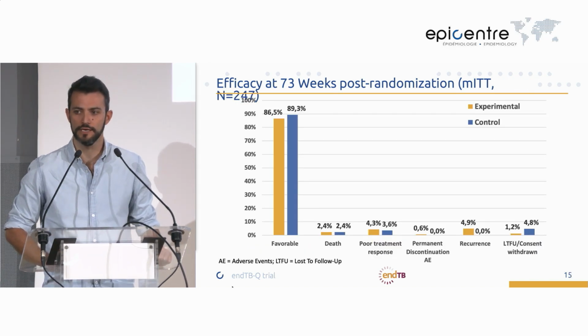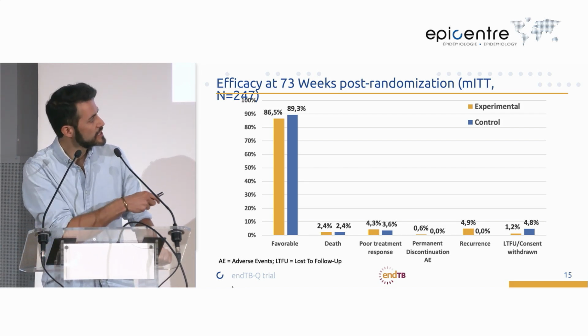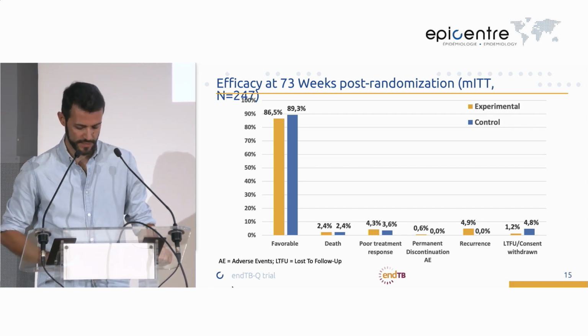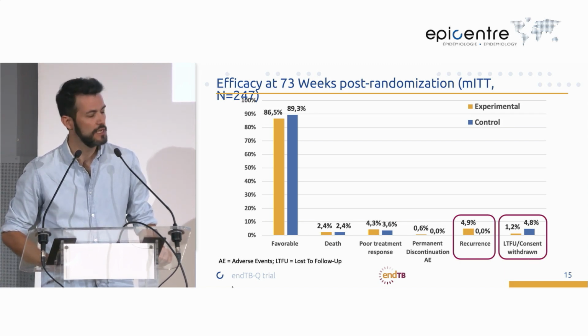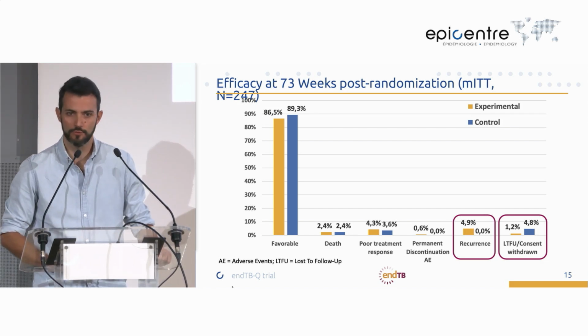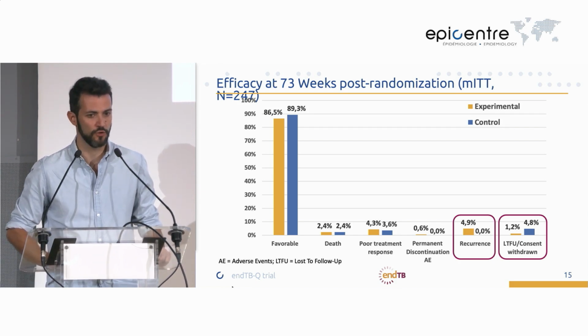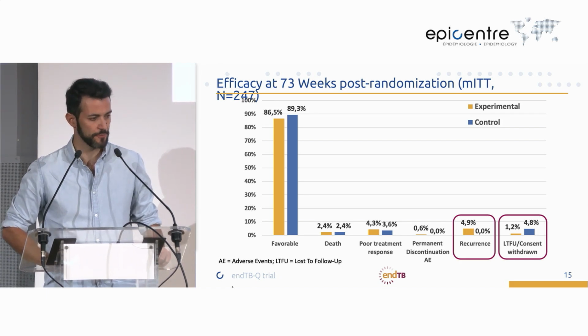And so looking at the unfavorable outcomes to try to understand the reason for this difference, you can see here there is actually no difference in mortality rates, in poor treatment response, and also in permanent discontinuation due to adverse events. So the main difference comes from these two outcomes here. So first of all, recurrence rates. We had 5% recurrence in the experimental arm, while there were no recurrences in the control. And we had more loss to follow-up and consent withdrawn in the control than in the experimental arm. This was expected, and actually these rates are lower than what we were imagining.